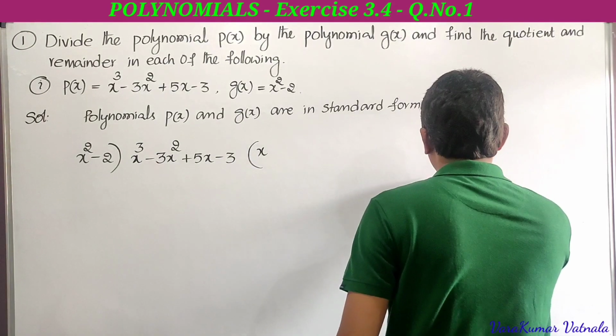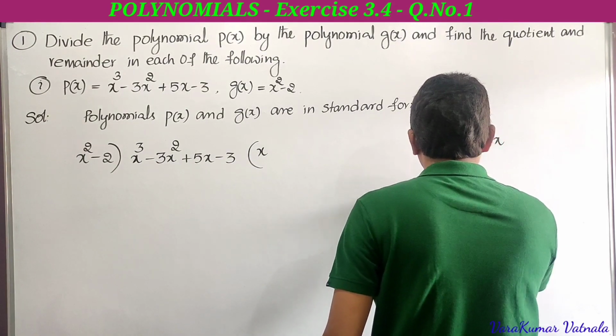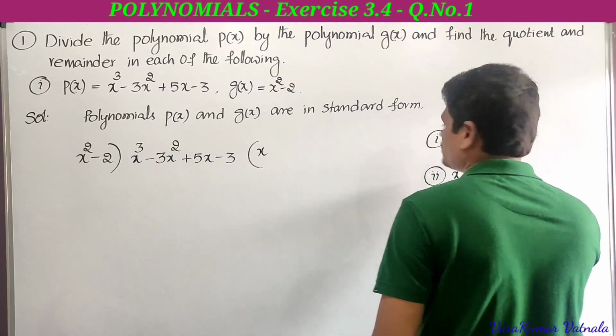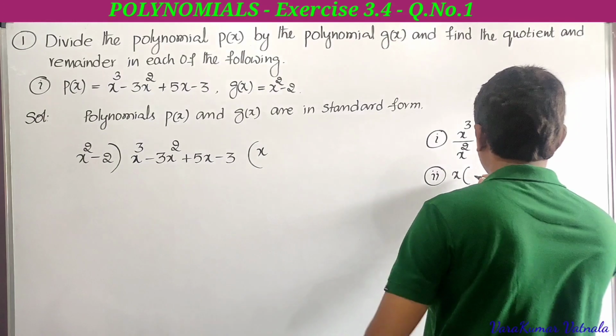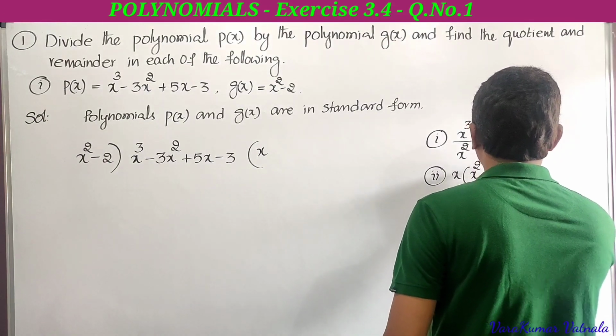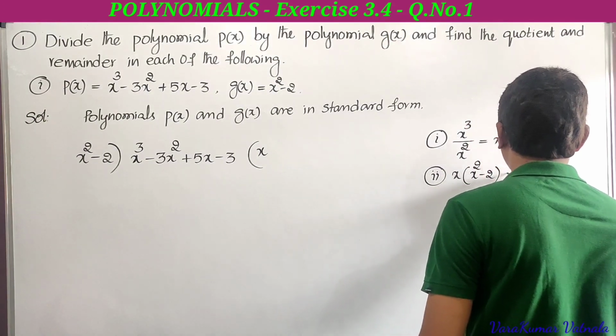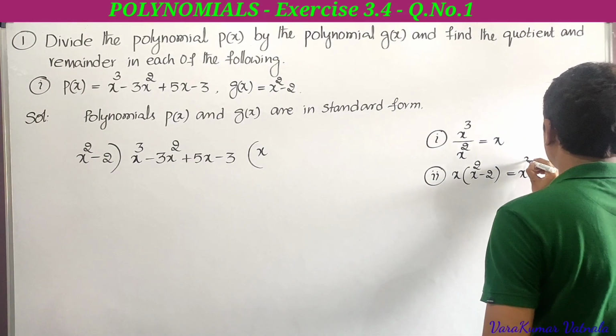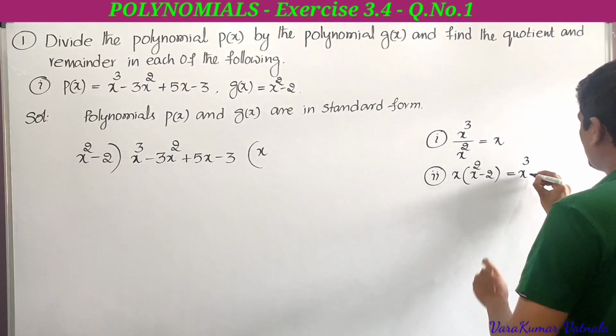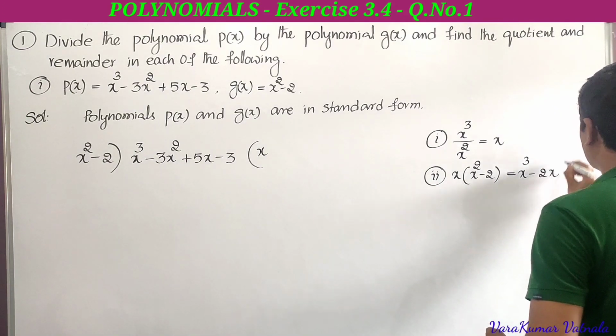Now in the second step, multiply x with the divisor. Multiply x with the divisor, that is x into x square minus 2. What we get, I am writing. See here, x into x square is x cube. X into minus 2 is minus 2x.